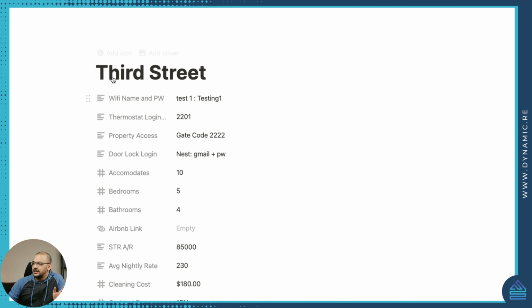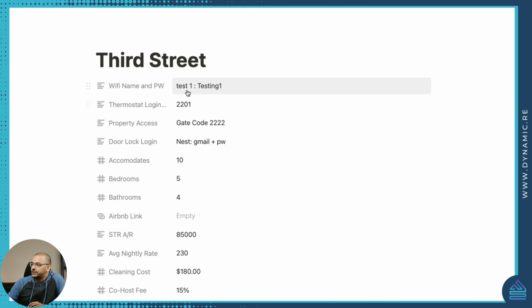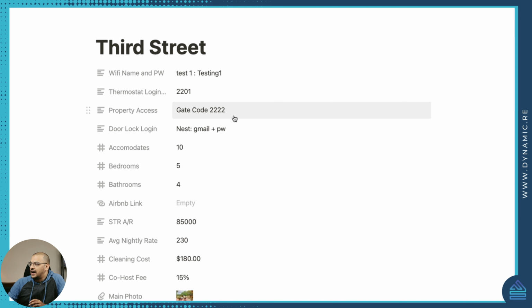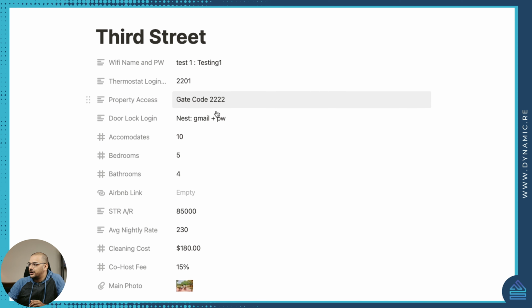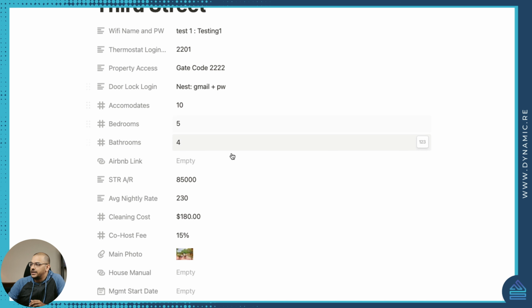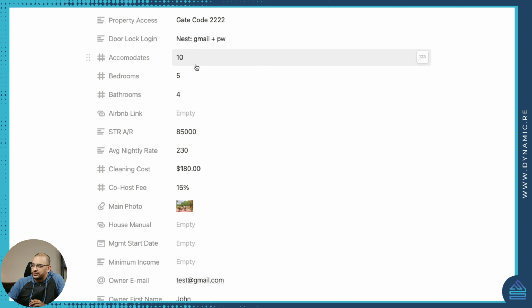So this is, let's say, 123 3rd Street. We can put the Wi-Fi name, the thermostat login if you have a Nest or Ecobee thermostat, property access, so if this one has a gate code, door login information, general basics about the property, how many people it accommodates, bedrooms and bathrooms.